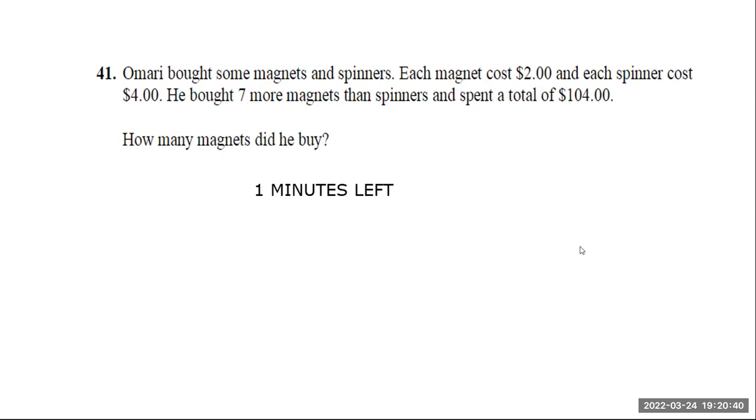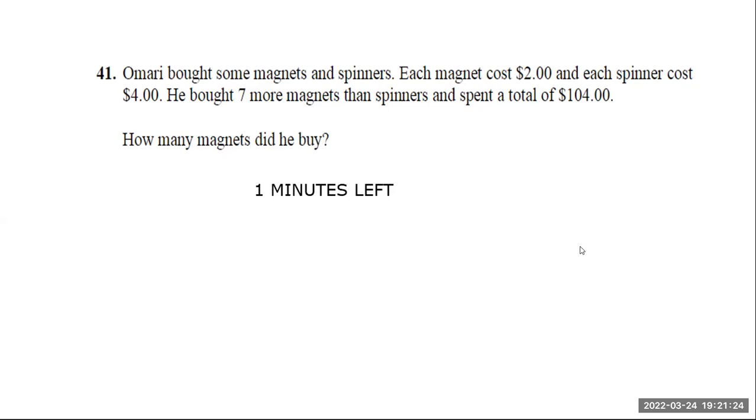Go ahead. When you subtract 14 from 104, you get 90. It's $90. So what I did was find the cost of 1 set. 1 set is equal to $4 plus $2, which is $6. Good. And to get the number of sets, I would divide 90 by 6, and I will get 15 sets.